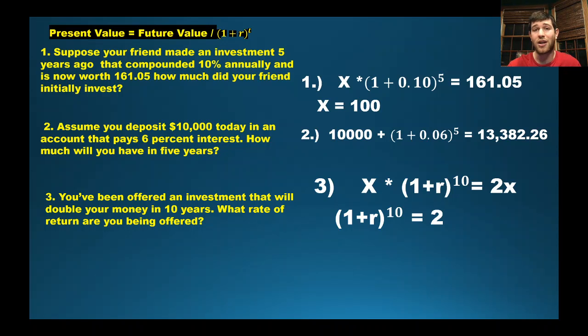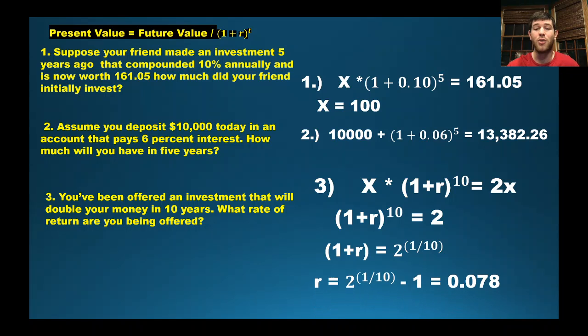We're still trying to isolate that r, so we want to get rid of this exponent. So how do we do that? Well, we take the 10th root of each side. The 10th root of (1 plus r) to the 10 will be 1 plus r, and the 10th root of 2, we can rewrite that as 2 to the 1/10. So we have 1 plus r equals 2 to the 1/10. Last thing we need to do to isolate r is subtract 1. We get r equals 2 to the 1/10 minus 1, which will turn out to be 0.078. So the answer, what rate of return we're being offered, is 7.8%.